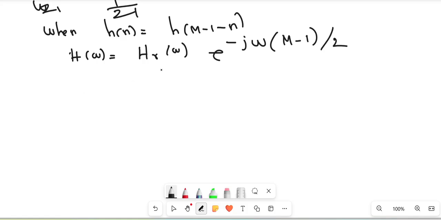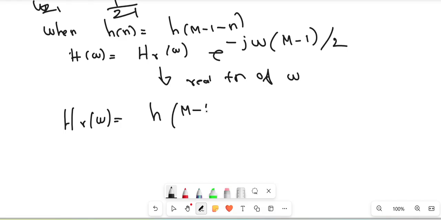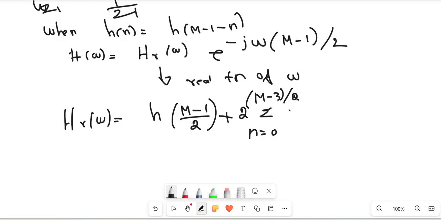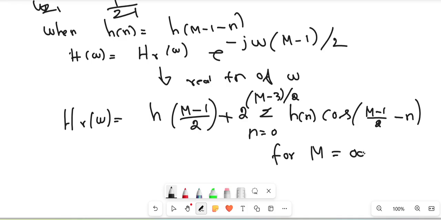Okay. So, this Hr of omega is a real function of omega, and it can be expressed as Hr of omega equal to h of (M minus 1) by 2 plus 2 times the summation of n equal to 0 to (M minus 3) by 2 of h of n into cosine of omega times ((M minus 1) by 2 minus n), for M equal to odd.